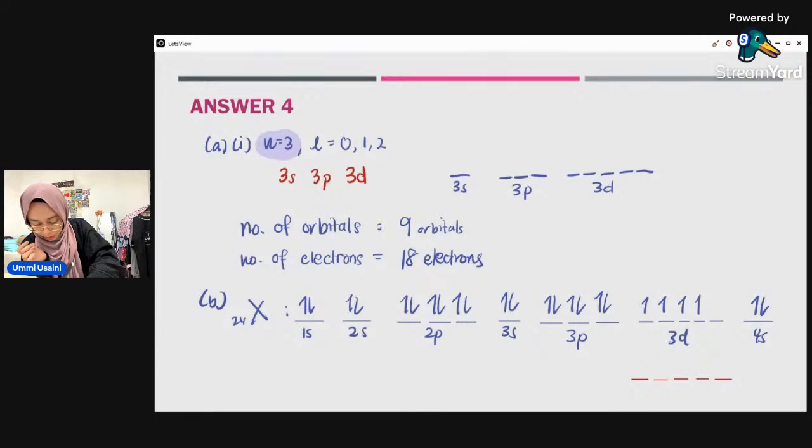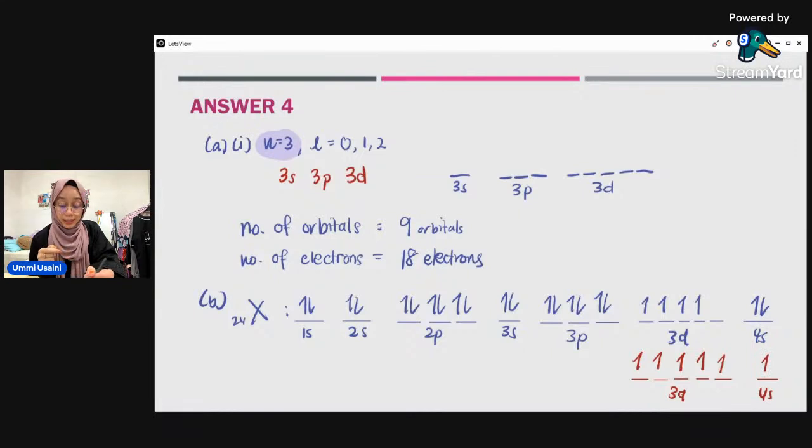Not the same size. Okay, so this is 3D and this is 4S. When you transfer one of the electrons from 4S into 3D, your 3D becomes half filled, and 4S is still half filled too. 4S half filled, 3D half filled. So basically you will achieve a higher stability compared to what we see above, where 4S is fully filled.